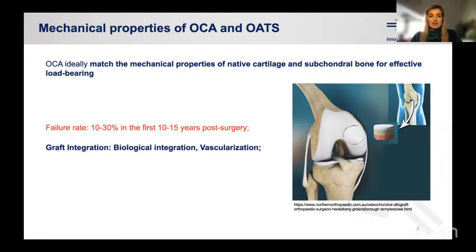But getting closer to their mechanical properties, what is very important to mention is that osteochondral allografts or autografts, like mosaicplasty, match the mechanical properties of the native cartilage tissue and subchondral bone, because basically this is the same material that is subjected to the same mechanical load. So it's very important that they fully integrate into the cartilage tissue. Of course, there is a failure rate of up to 30% in the first 10 to 15 years. Usually it is due to biological integration, vascularization, and so on.